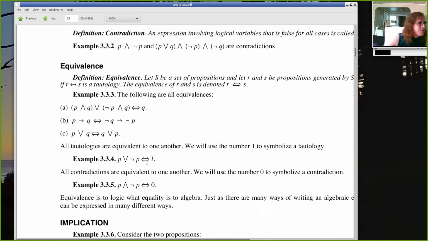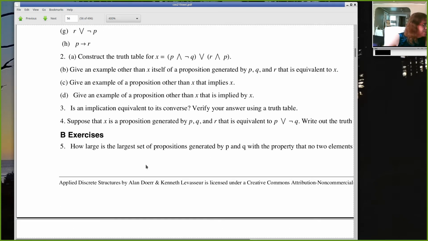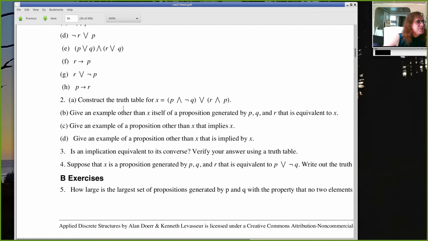All right, and then 3.3, we're talking more about logical statements and such. So question 2, construct the truth table for this expression. So let me write down that expression. I'm not going to construct a truth table because that's like the questions from the previous one. So P, maybe I will write it. P and not Q, or R and P. Okay, so this is X.